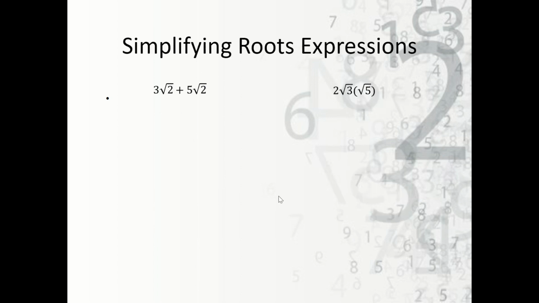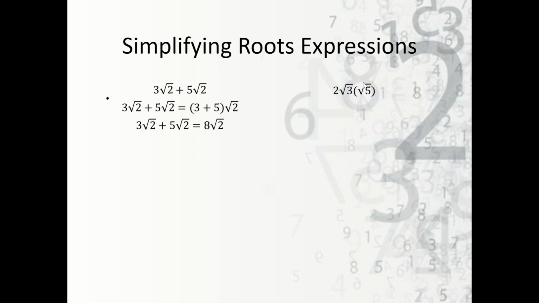Now simplifying root expressions. So we have 3 square root of 2 plus 5 square root of 2. Well, as long as we have the same root, we can treat that almost like a variable. And that means that we can combine those like terms. So we'll add the coefficients and keep the variable, or in this case, keep the square root. So this becomes 3 plus 5 is 8 square root of 2.